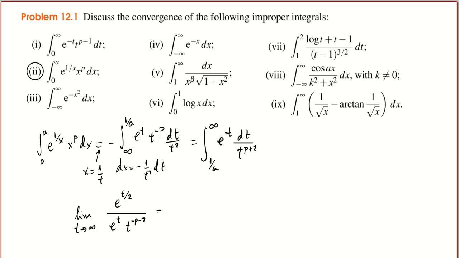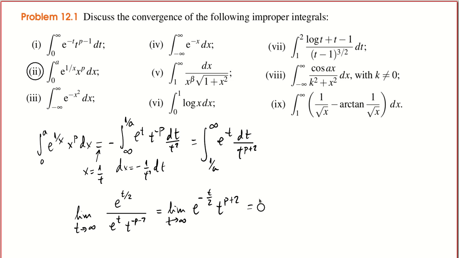What we have is the limit when t goes to infinity of e^(t/2 - t), which is e^(-t/2), right? And then you have t to the p plus 2. Well, again, it doesn't matter what the power of this function is, this limit is always 0 because this exponential goes to 0 when t goes to infinity.